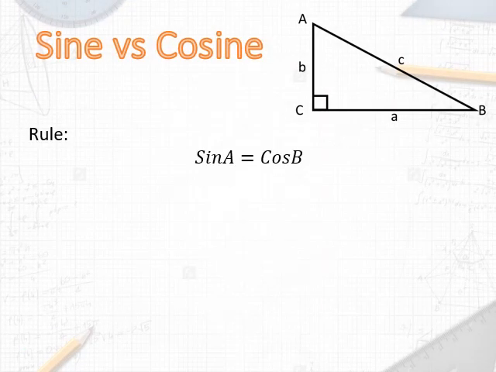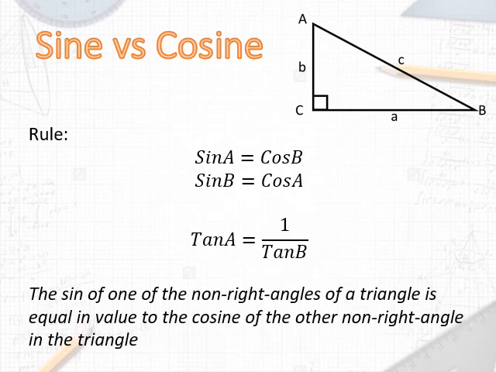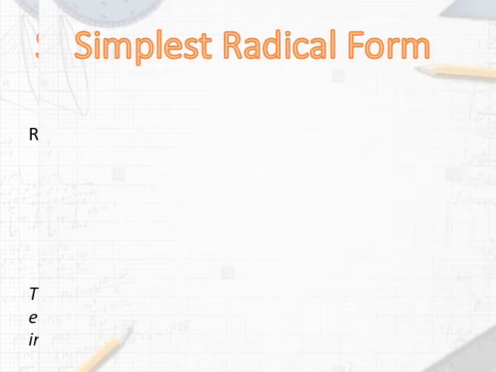All right, so our generic rule: sine A equals cos B, sine B equals cos A, and then the tan ones are inverted. So just remember that when you get one of these right angle triangles, the sine of one angle will equal the cos of the other. That's pretty much what you need to get. We don't see the tan part come up too much, but it's worth noting.